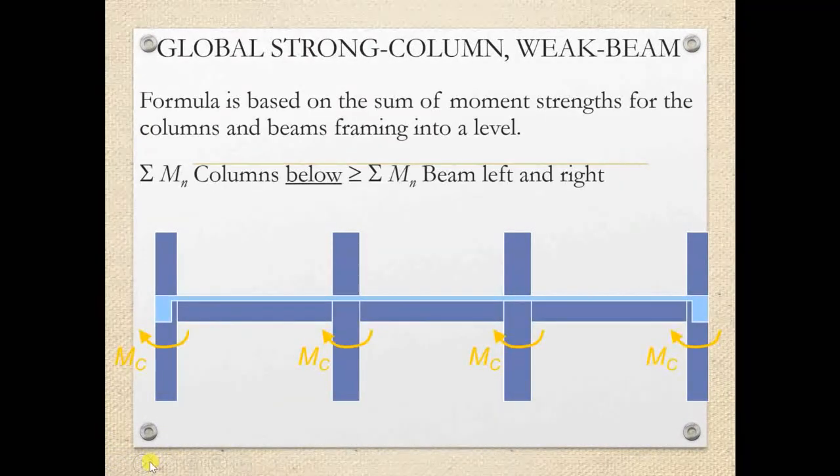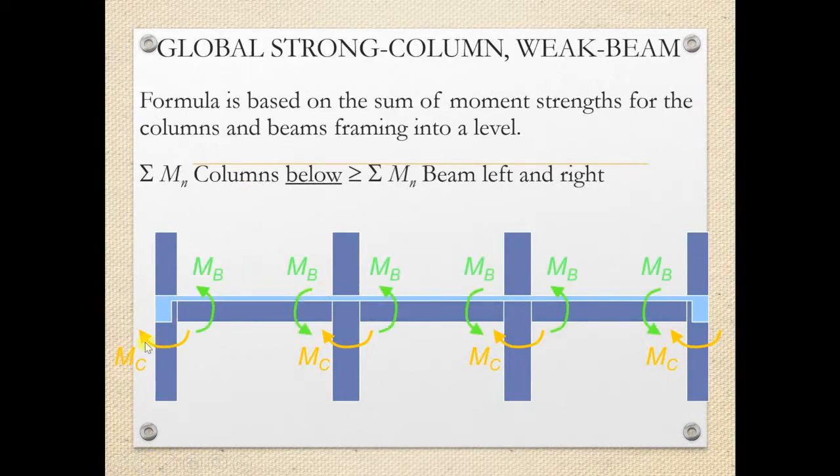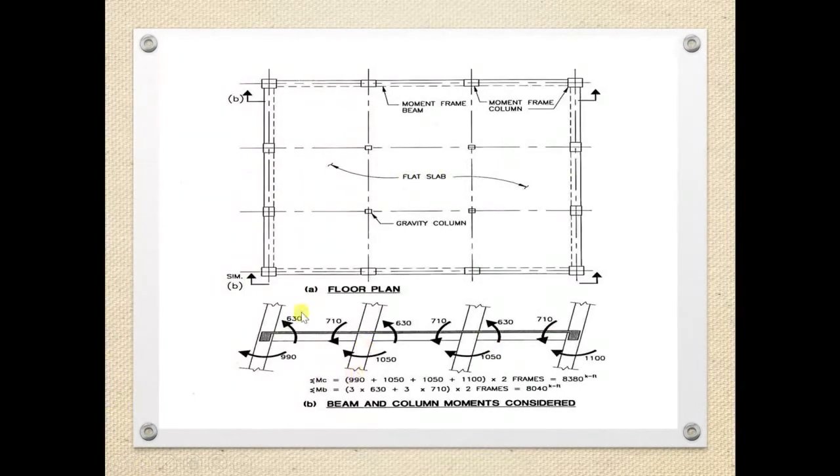In this graphical representation, we can see the moment capacity of each column and the moment capacity of the beam. The summation of moment capacities of all the columns should be greater than the summation of moment capacities of all the beams. That means your beams need to be designed first, and then, based on the moment capacity of your beams, your columns need to be designed. This is the concept of weak beam and strong column.